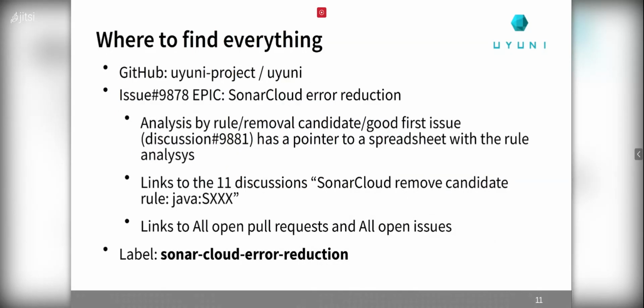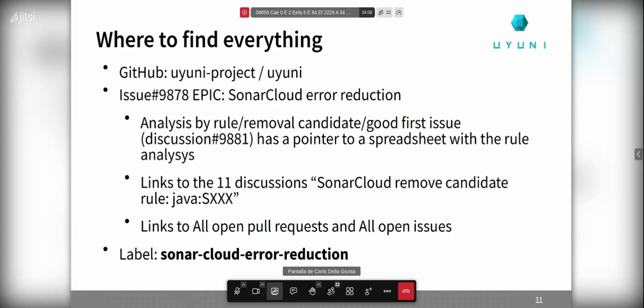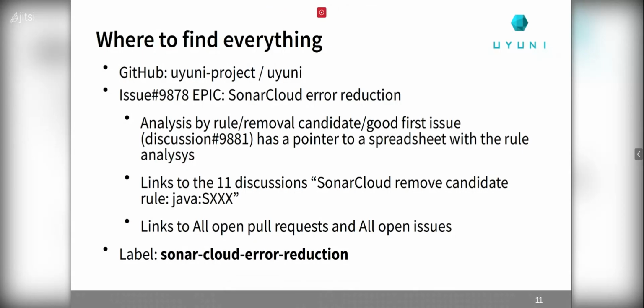Where to find everything? Everything, of course, is available on GitHub under the Uyuni project. In particular, there is a kind of main page which has been named Epic, although we don't have epics there. This main page contains the links to the analysis spreadsheet I mentioned, the links to the 11 polls about removing the 11 potential candidate Java rules, and the links to all open pull requests and all open issues that are there. One thing which is very important is that we newly created a label named SonarCloud Error Reduction.